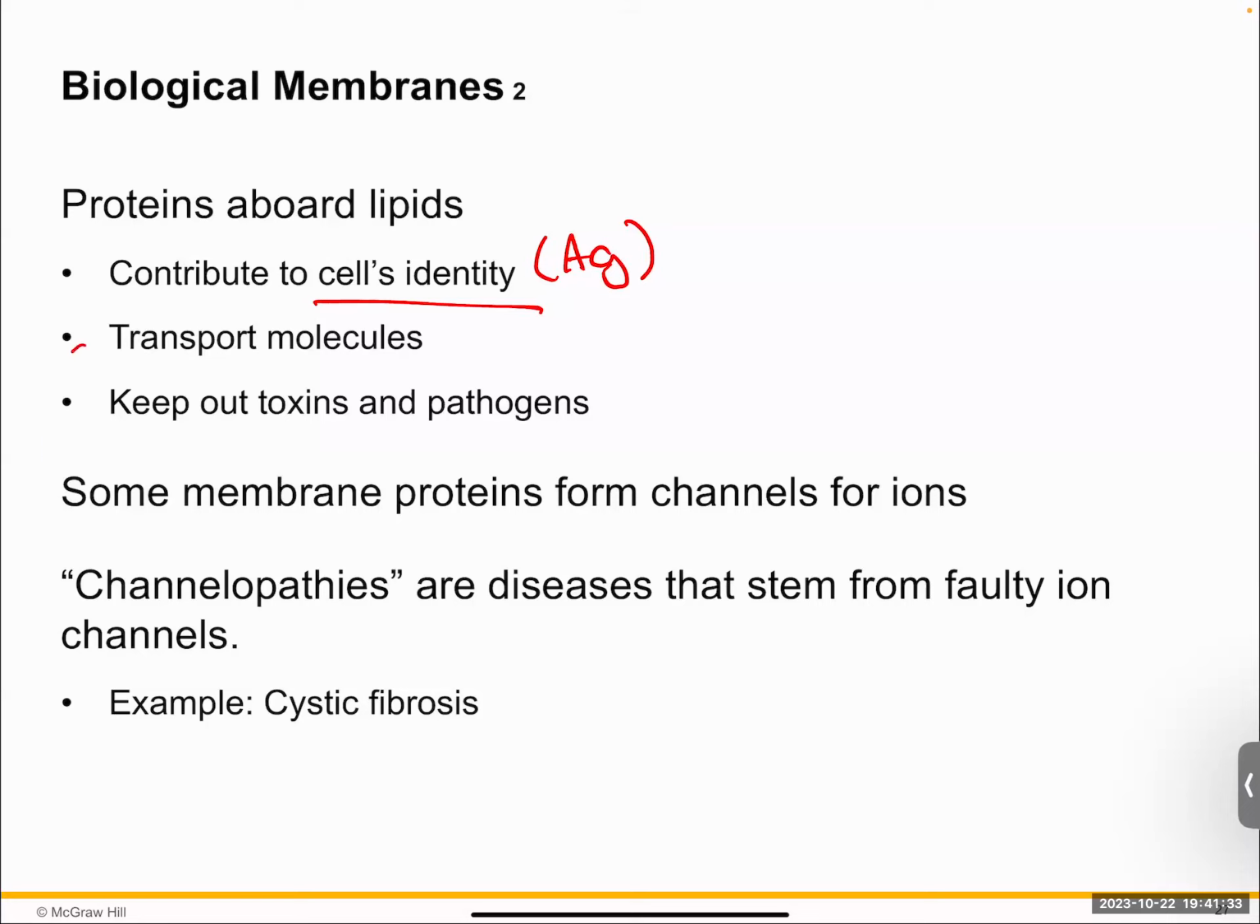So they're acting more like channels for movement of ions like sodium, potassium, chloride, calcium, etc. And they also keep out the toxins and pathogens to make sure, again, any unwanted material doesn't get in.